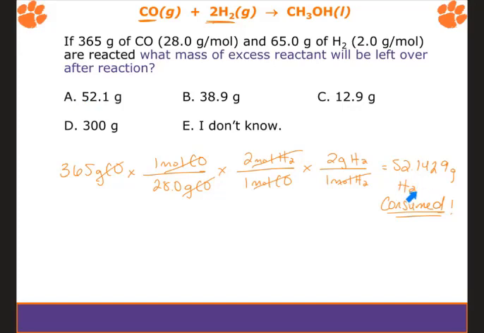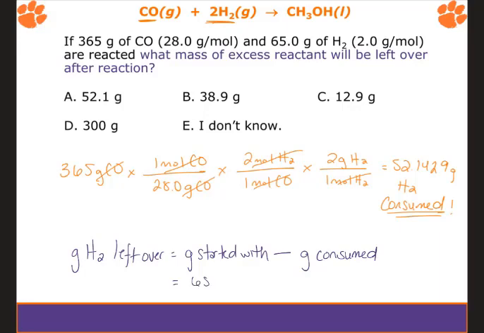So this is how much you use up, but you've got to see how much is left over. So to do that, we're just going to subtract what we used up in the reaction from what we started with. All right, so we just take how much we started with, which is 65.0 grams, minus how much we consumed, which is 52.1429 grams. So we're going to subtract those two and see how much we have left over.